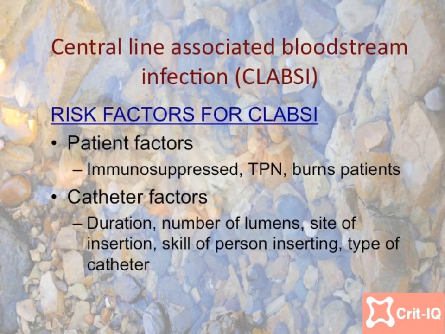When we're looking at catheter factors, we look at things like the duration of time that the catheter has been in place, and the longer the catheter is in place, particularly after 7 to 10 days, the more likely an infection is to be related to it. Also, the number of lumens that the catheter has. An increasing number of lumens is associated with an increasing risk of infection. The site of insertion of the central line, so neck lines are less likely to get infected than lines that are placed in the femoral vein.